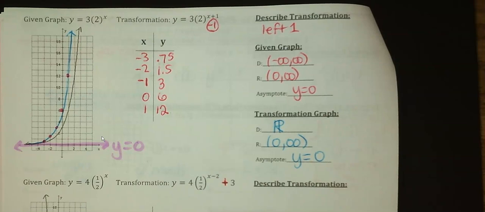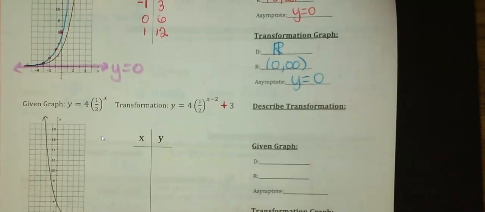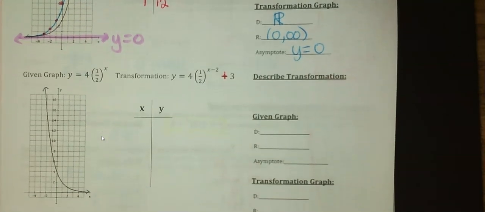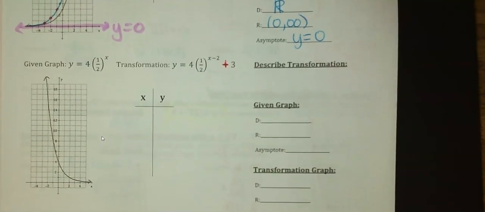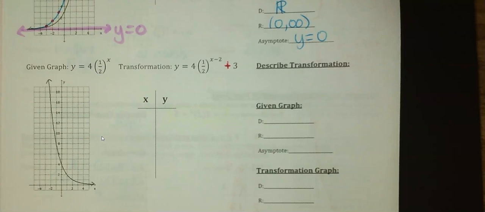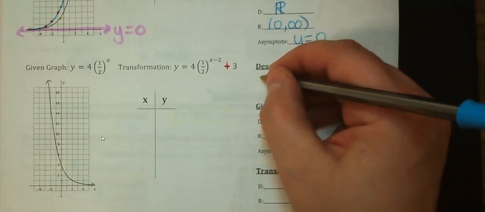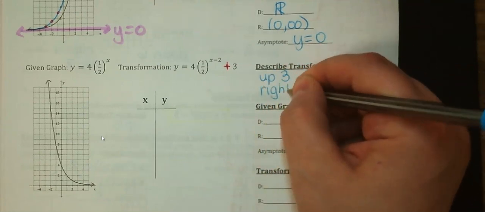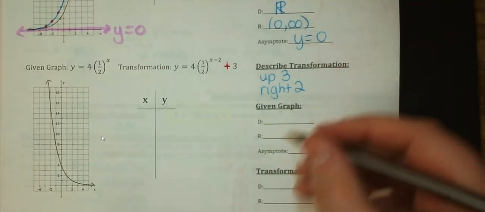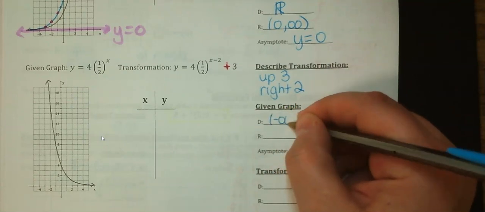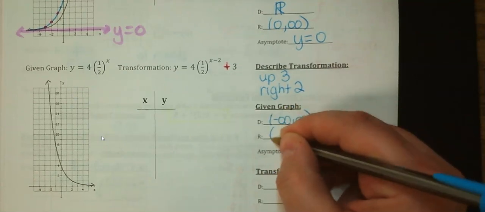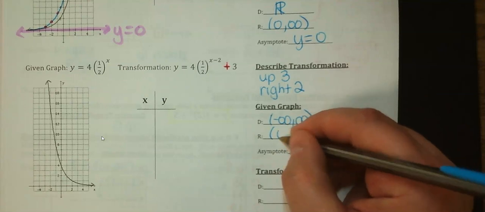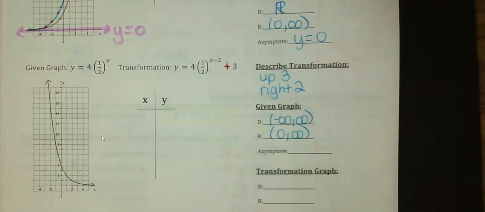Now, this last one is a decay graph. The first two we did were both growth and they were shifted. You did me a huge favor and changed that to say +3 because Ms. Grody did not make the graph go low enough to do the -3. So now we're going to go up 3 and right 2. The original graph that's on there, negative infinity to infinity. And even though this one's decay, the range is 0 to infinity. It just goes up on the left instead of up on the right.